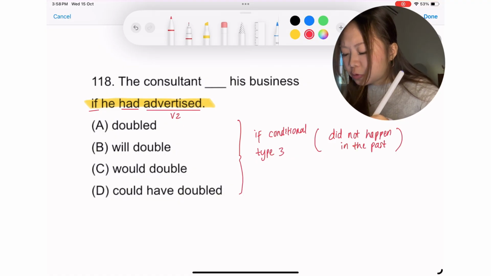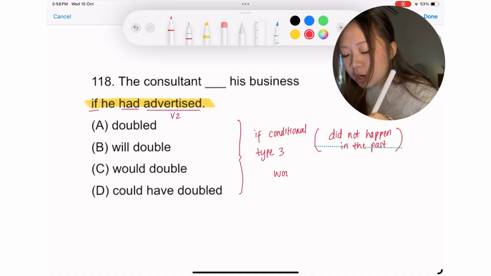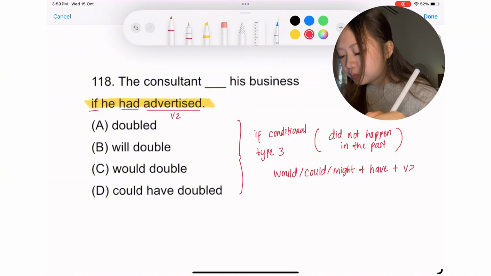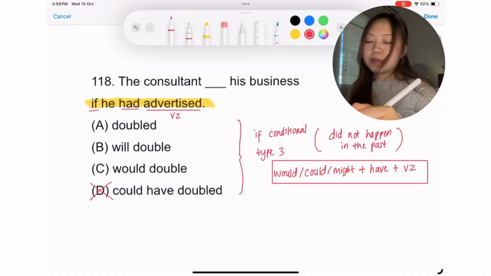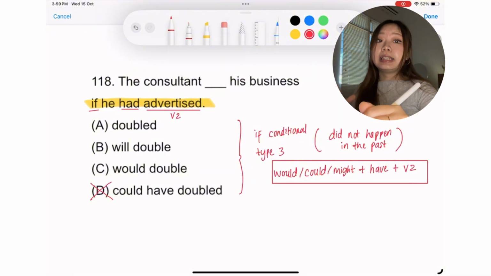Once we know it is type 3, we focus on the main clause because that's what we need to fill in. The formula for the main clause in type 3 is would or could or might plus have plus verb 2. Immediately, we can see that the correct answer is D, could have doubled, because it is the only option that fits this structure. The complete sentence is, the consultant could have doubled his business if he had advertised. This means he did not advertise, so the opportunity to double his business did not happen.